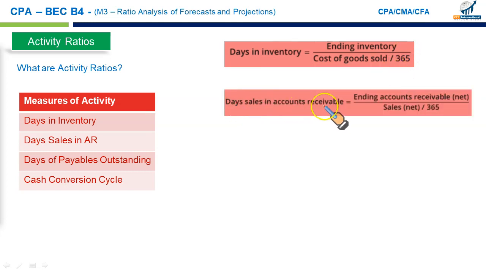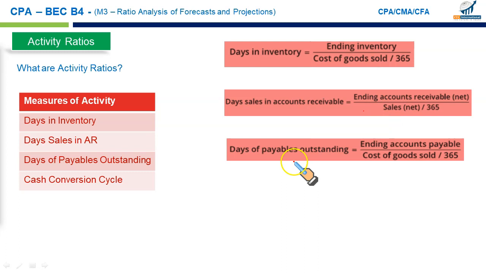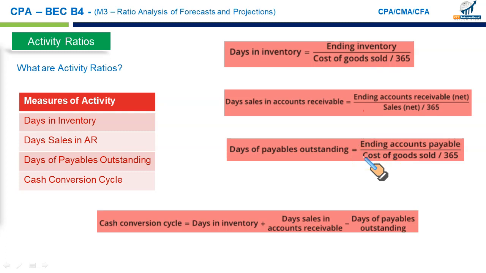Then days sales in account receivables. This basically measures the average number of days to convert your sales into cash. So if this number is shorter, that is good for the company. The company is doing a good job and it is collecting its receivable more frequently, and business will have less trouble in managing cash. Then days of payables outstanding. This ratio measures how long the business takes to pay its vendors for the goods or the services acquired. Longer the better, of course, without damaging the relationship with your vendors.